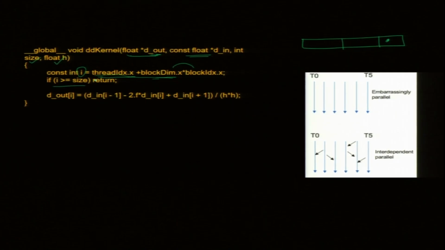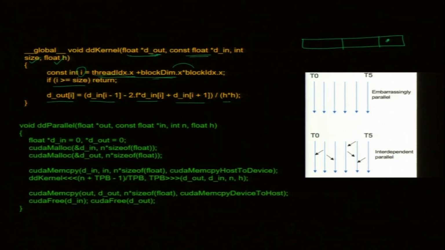If i is greater than size, this is a check which is good to keep: return. Otherwise, it will try to access memory which is outside the array. Otherwise, my result is array[i-1] minus 2.0 times d_in[i] plus d_in[i+1], divided by h squared. Okay. And this function will return to the main function, and it will have the results.